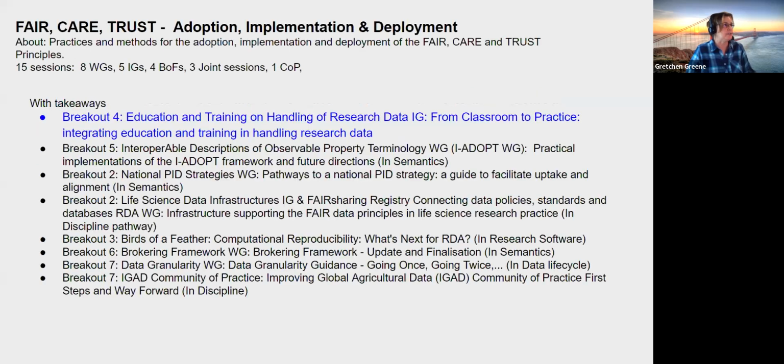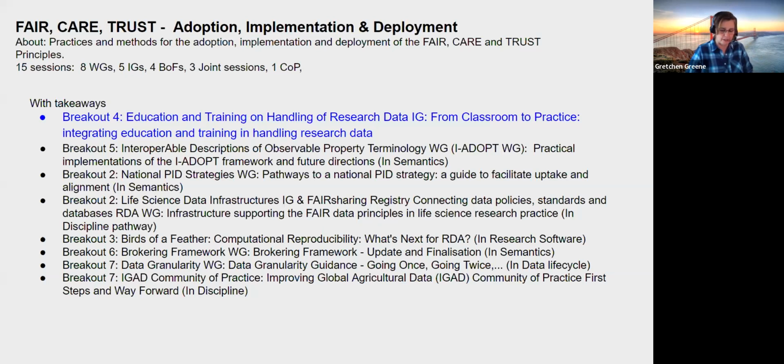I'm going to move along now into the FAIR, CARE, and TRUST adoption, implementation, and deployment. This was a big area, 15 sessions, but fortunately for your benefit, I'm only going to share out one session here because lots of summary sessions were provided, as you could see here in this list, but several of these are reported out in some of the other pathways. So you can see, for example, the second one is in semantics. We also have discipline pathways, research software, data life cycles. So you'll see those later when Raphael gives the report of those summaries.